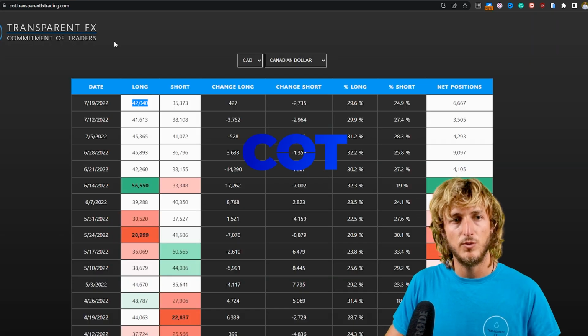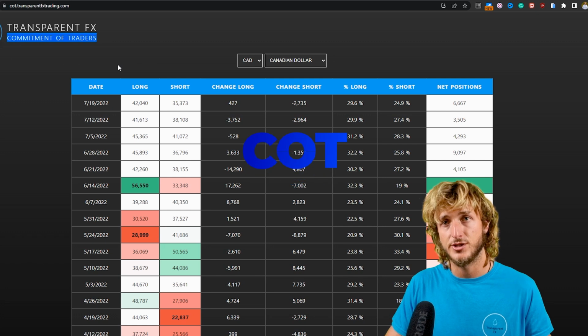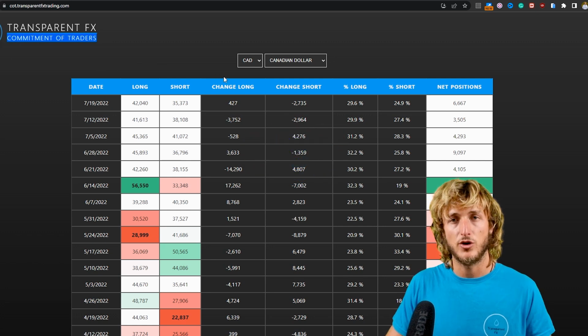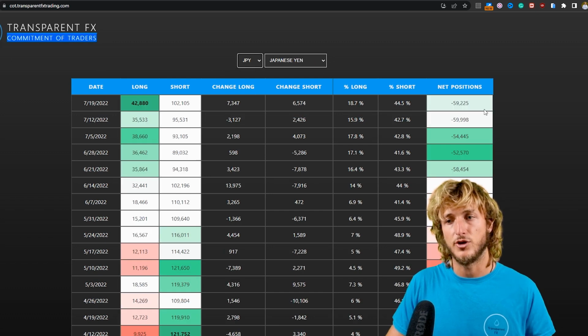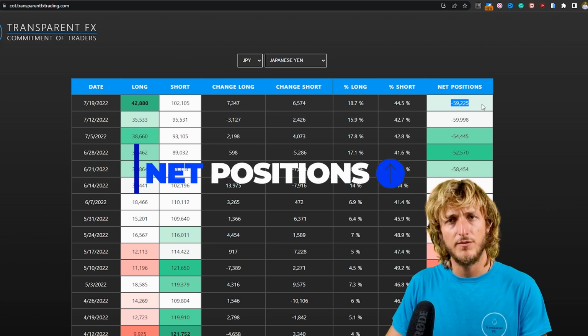Now, if we go and see what we have when it comes to the commitment of traders, so the COT data, which is what the non-commercials, so the biggest speculators in the market, are doing, and we check the data for the JPY, we can see how lately net positions have been growing, even though they're very negative.